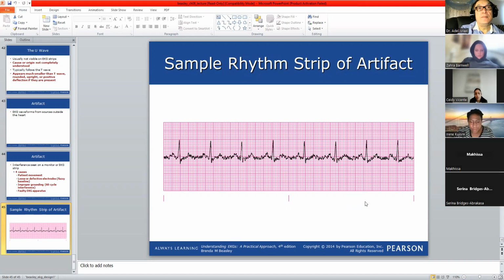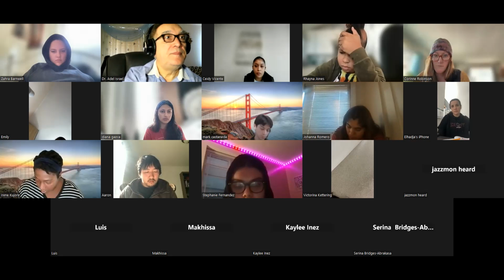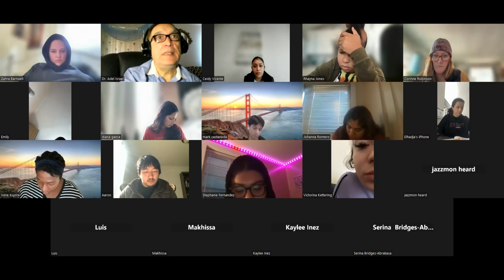So if we have improper grounding, we will get artifacts similar to this. Improper grounding means the right foot is not correct. Yes, that's what I was trying to say. Any more questions?